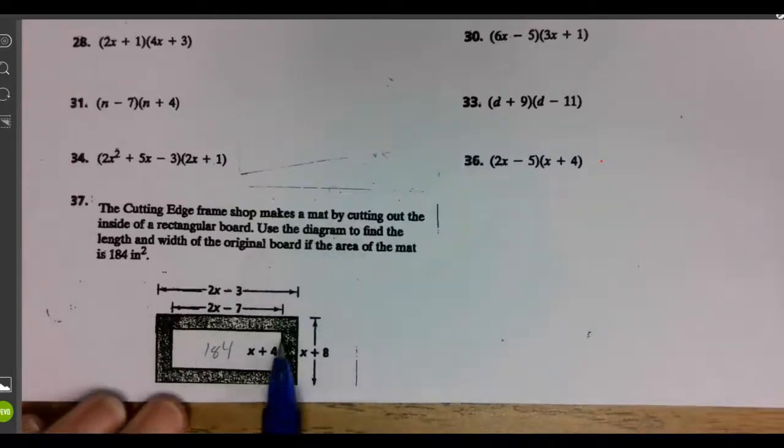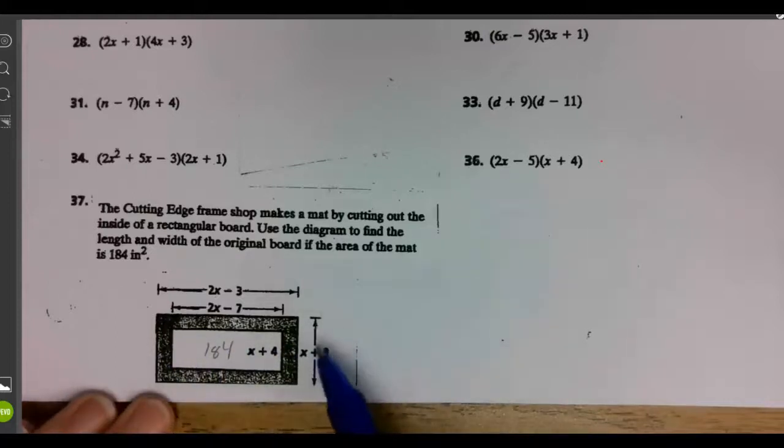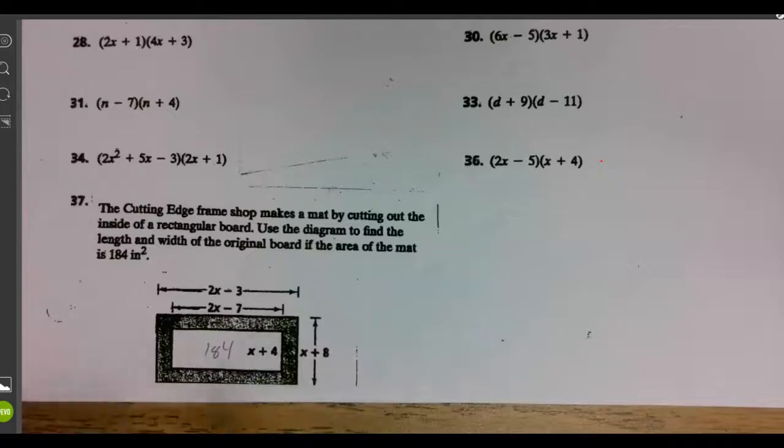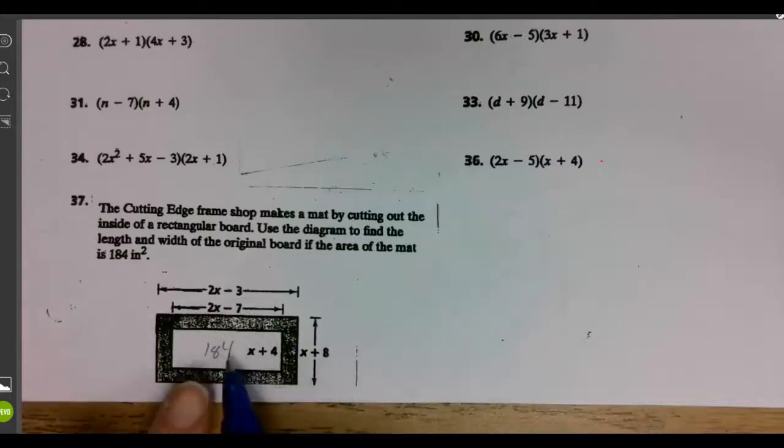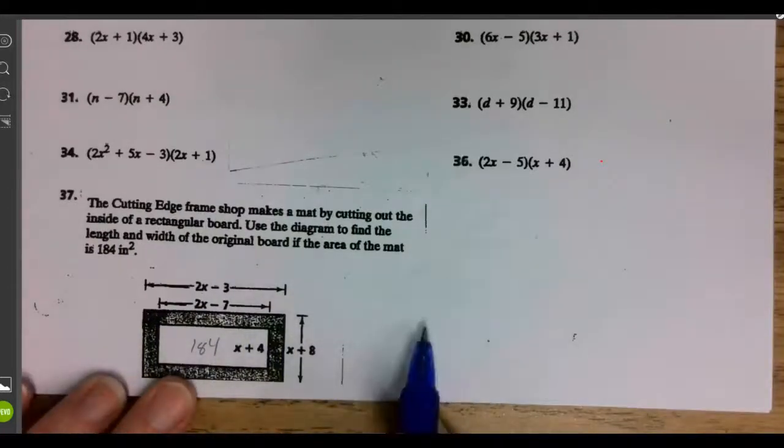So what it wants us to find is the original piece of wood. So we're going to have to find what this side is. We're going to do that by finding x. But what we're going to do is we have to realize that in order to find this 184, I have to take the whole thing minus the inside, and I'm going to get what the frame is. But I'm going to set it equal to 184. So the first thing we're going to do is we're just going to kind of organize our thoughts.